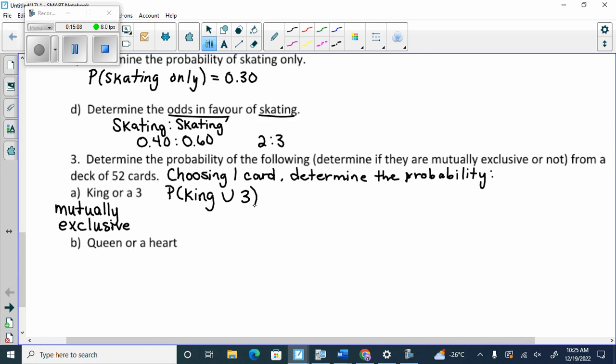Or means we do what? Add. Or and add are always together. So we need the probability of a king plus the probability of a 3. How many kings are there? 4 out of 52. How many 3s are there? 4 out of 52, which gives us 8 out of 52, which gets us 2 out of 13, I believe.